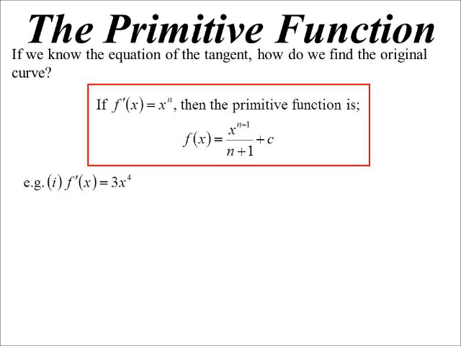Our derivative is 3x to the 4. What did it come from? So basically it's add 1 to the power over the power. So 3x to the power of 5 over 5 plus a constant.